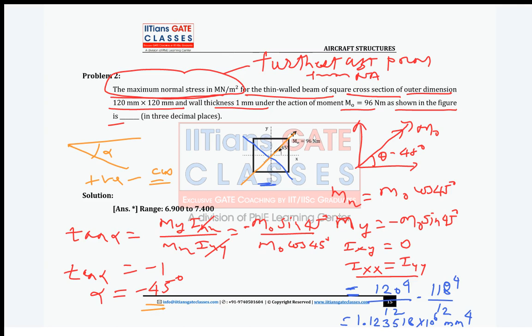Now your given moment is in what? Newton meter. What you guys are going to do? Once your given moment is in Newton meter, what are you going to do? Newton mm. So make sure you change it to Newton mm. Okay, that's a good thing. Now guys, come back to next page.